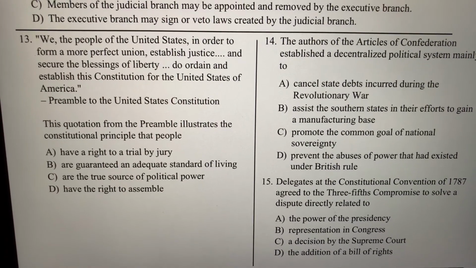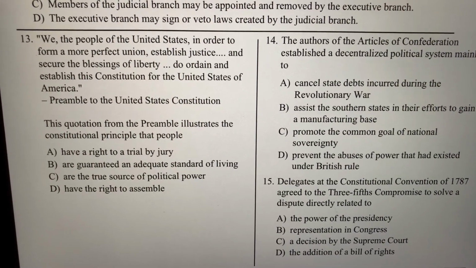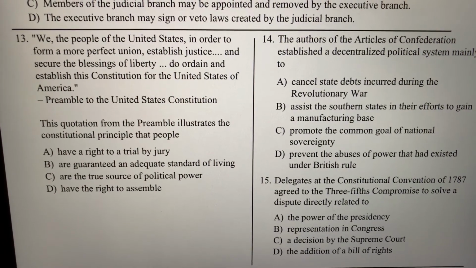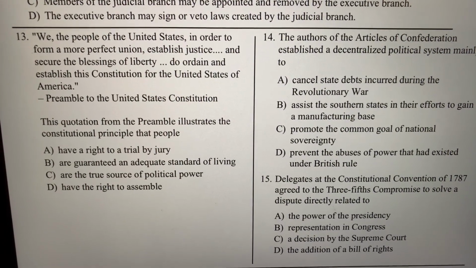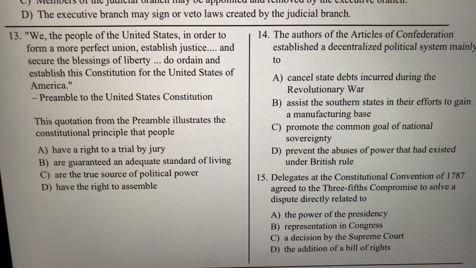This quotation from the preamble illustrates the constitutional principle that people A. have a right to trial by jury, B. are guaranteed an adequate standard of living, C. are the true source of political power, or D. have the right to assemble.